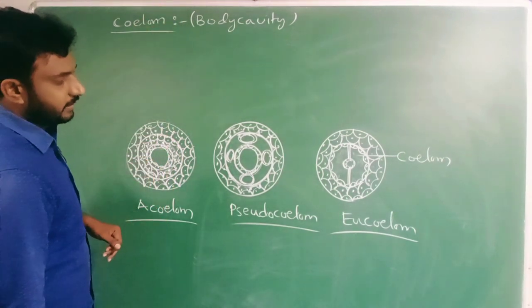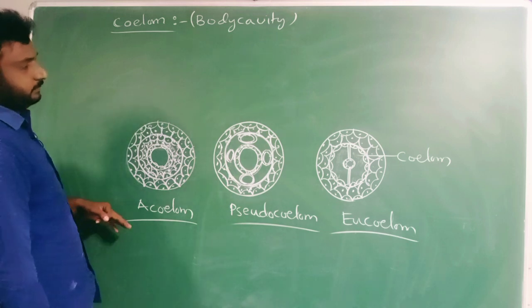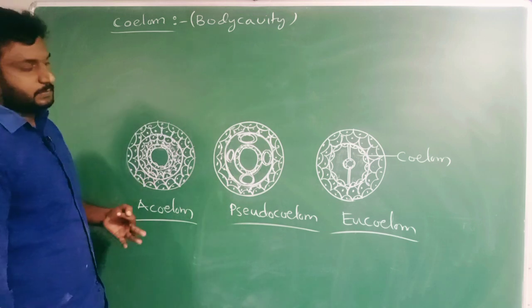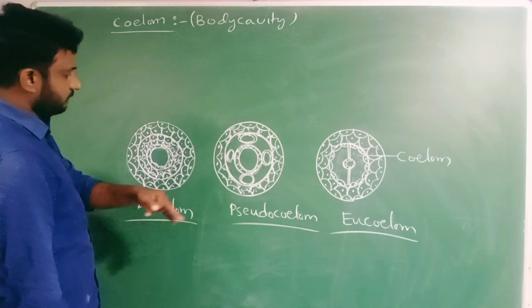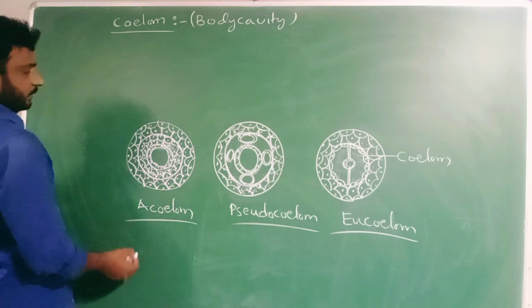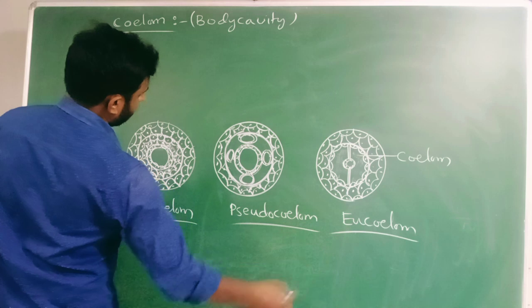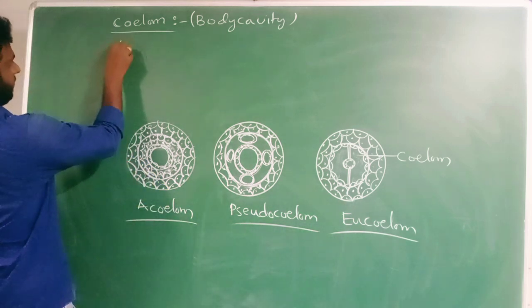In some, true body cavity is not present. So based on the presence and absence of coelom, the animals are of three types, like Acoelomates, Pseudocoelomates, Eucoelomates. Let us see first acoelom.